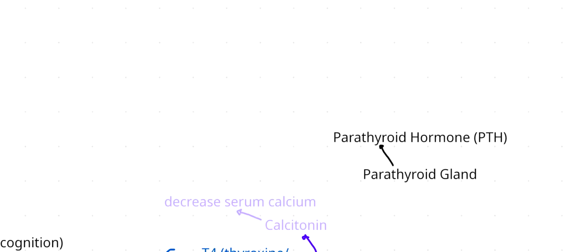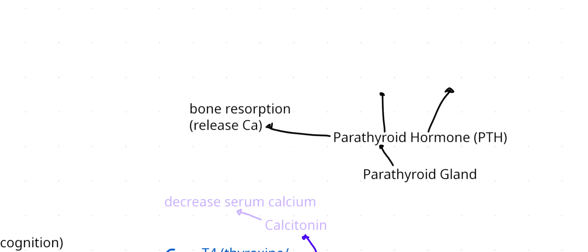Okay. How does it do that? It's going to talk to 3 different areas of the body. One is going to tell the bones to resorb calcium. So bone resorption means the bone is going to release the calcium, because calcium is stored in the bone. And then apart from that, it's also going to tell the kidneys to resorb calcium. So the kidneys also release calcium.